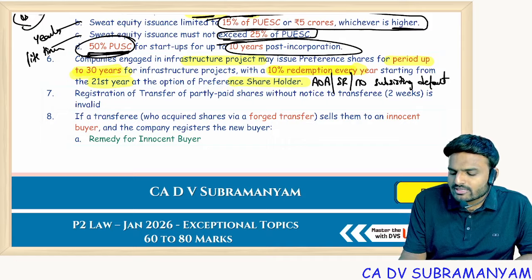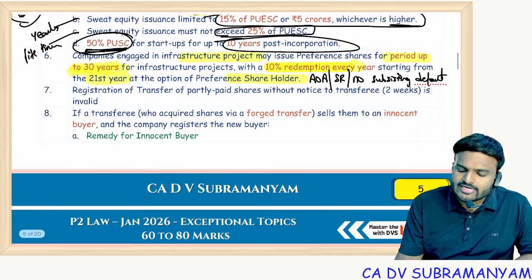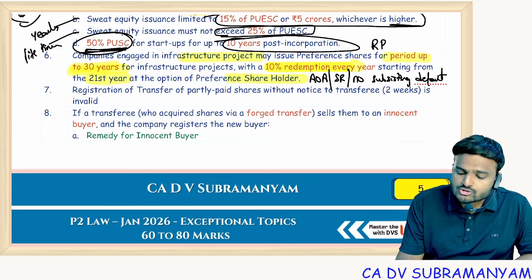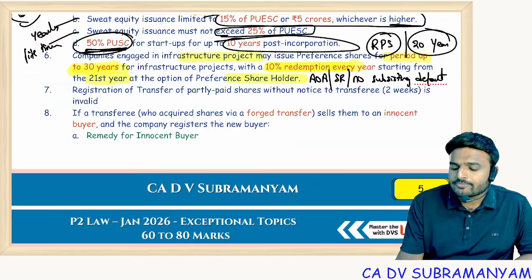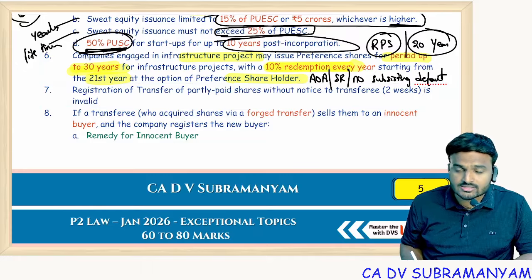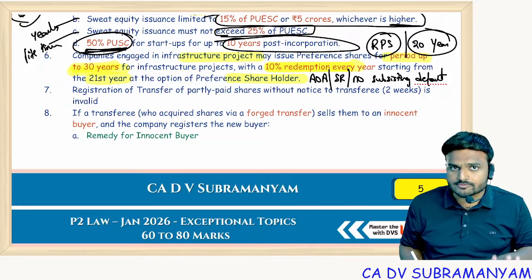Okay, next one, can a company issue preference shares in the irredeemable category? No, preference shares should always be redeemable and the maximum duration is 20 years. Even for redemption also, the condition is that the shares should be fully paid up. Only fully paid up shares can be redeemed.